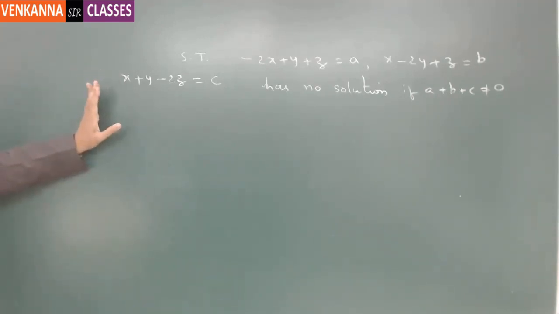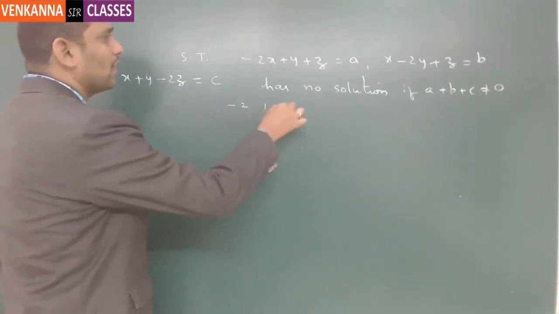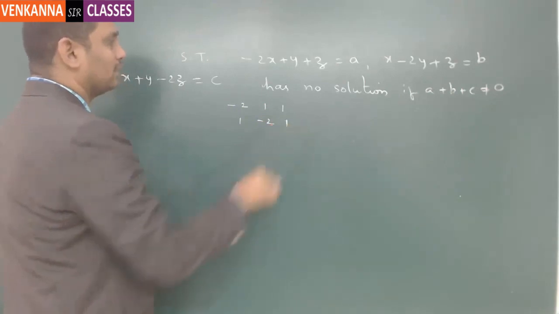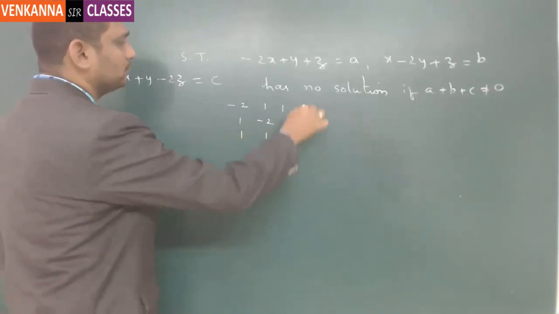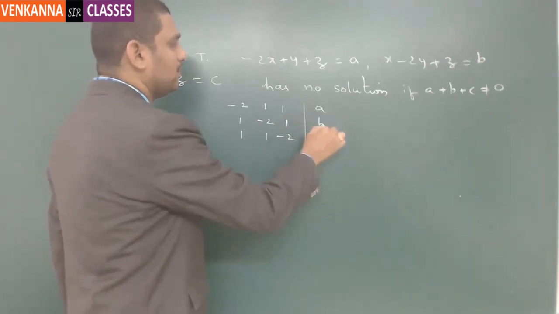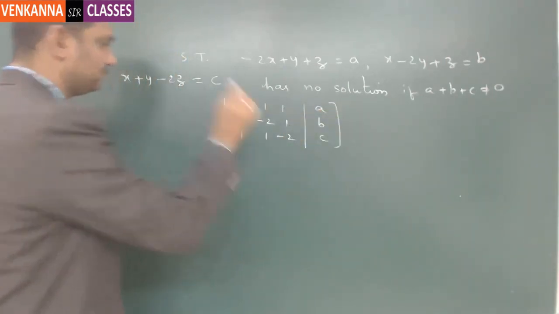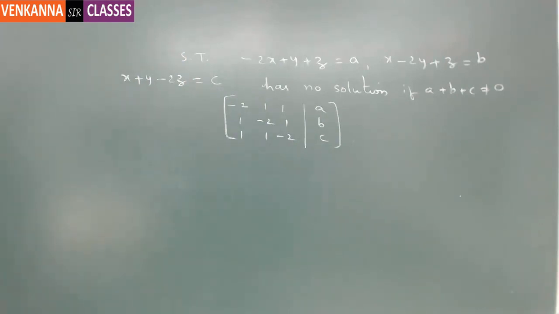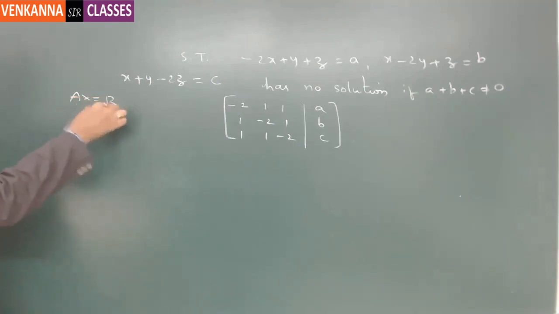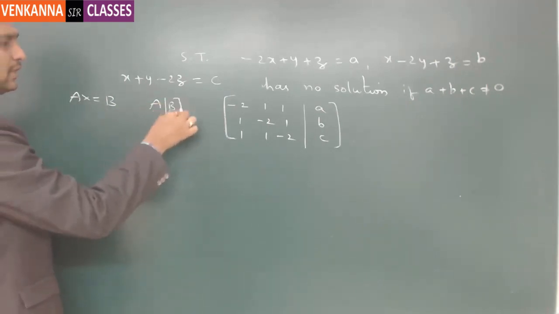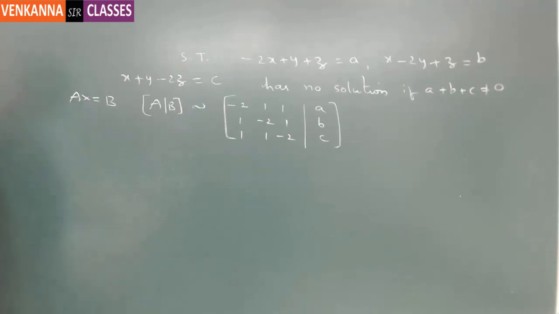So I think you know how to solve this system. Let us write the equivalent form for the given system. It is minus 2, 1, 1; 1, minus 2, 1; and 1, 1, minus 2, with A, B, C as the augmented column. If we have written the given system in the matrix form Ax equal to B, and you have considered the augmented matrix A by B, then this is equivalent to this one. Please check on that.